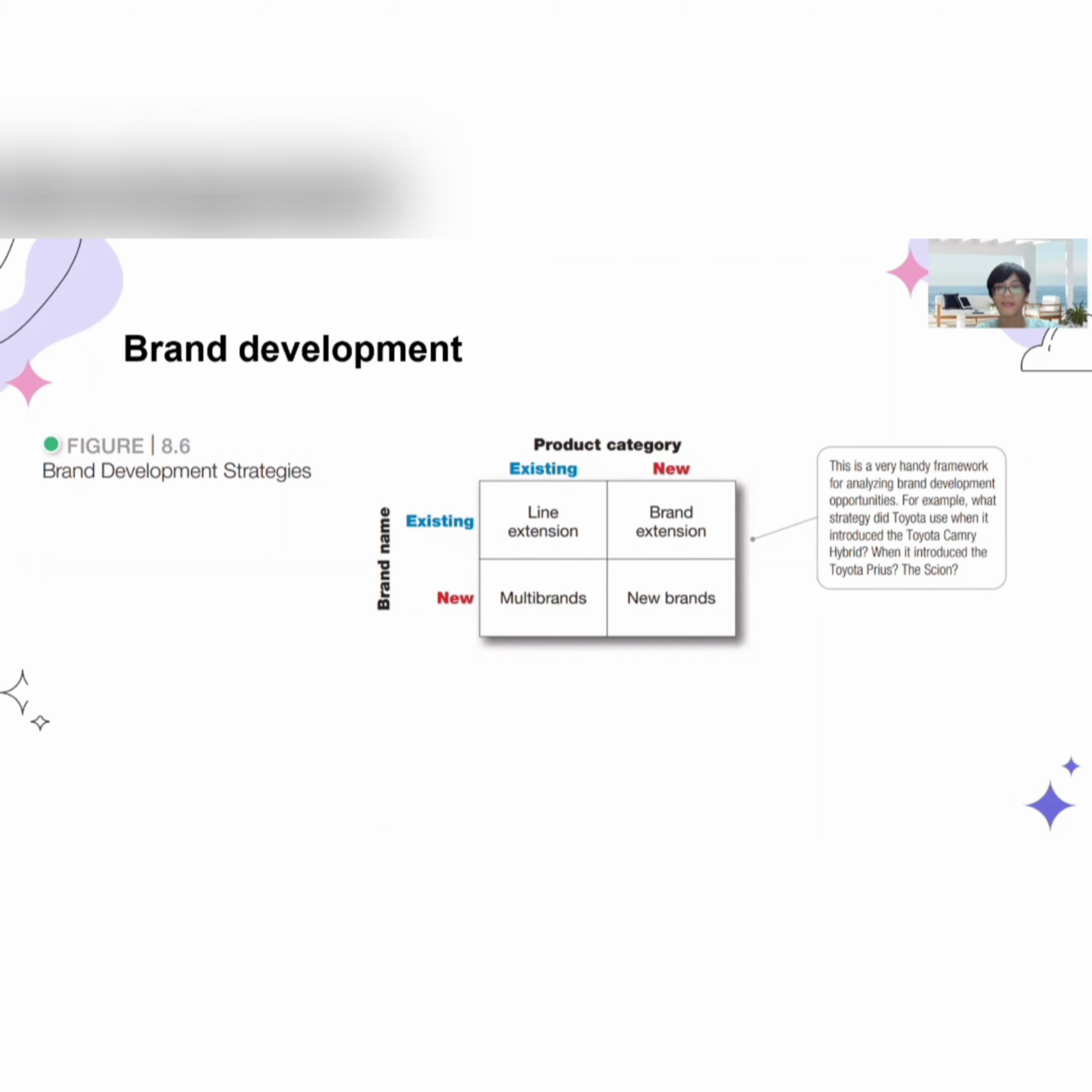Multi-brands is when a company has many different brands in a given product category. For example, Pepsi sells many types of soft drinks and they have different names, from Zero Mix to Pepsi to Rock Beer. New brands, when you have a new name and new categories: a company might believe that the power of its existing brand name is waning, so a new name is needed.